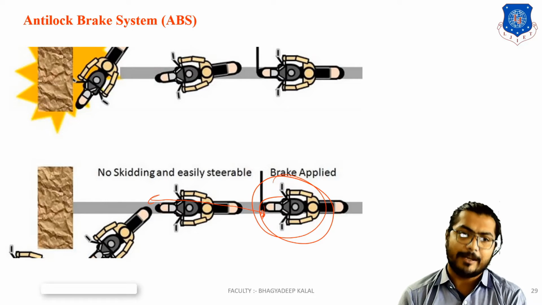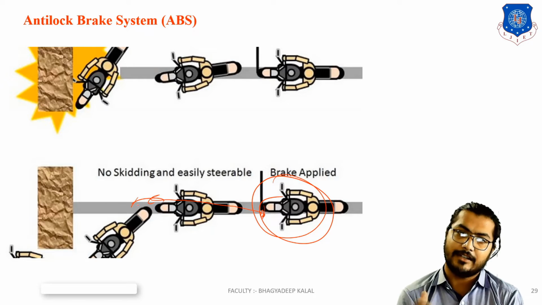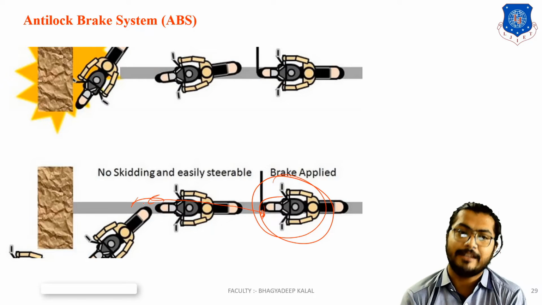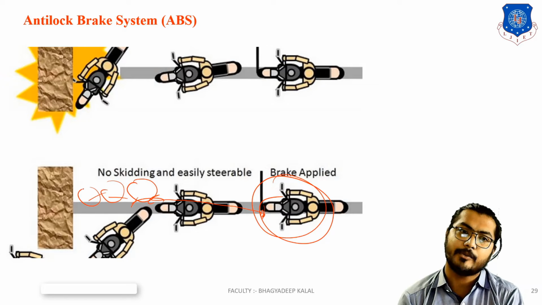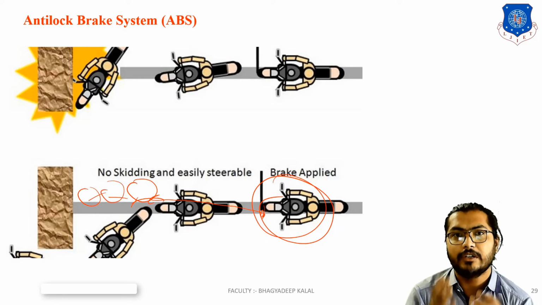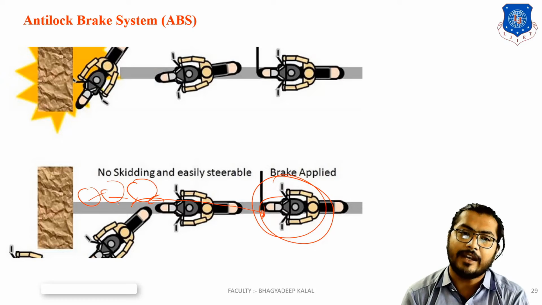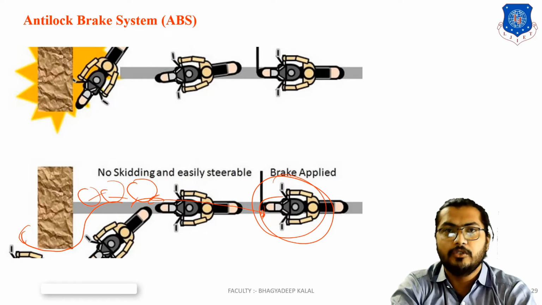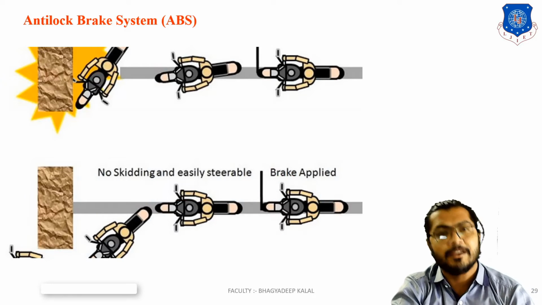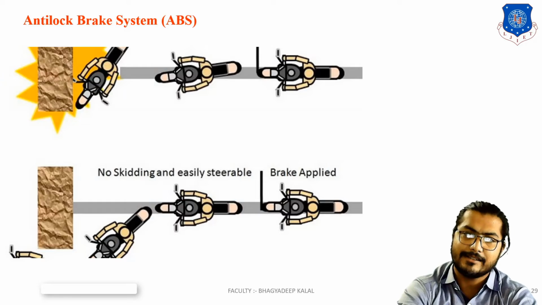The brake is released and applied again, so the wheel rotates, slips, rotates, slips. So you can move your vehicle easily, take turns easily and avoid obstacles. You will drive safely if you have an anti-lock braking system. This is the working of the anti-lock braking system.